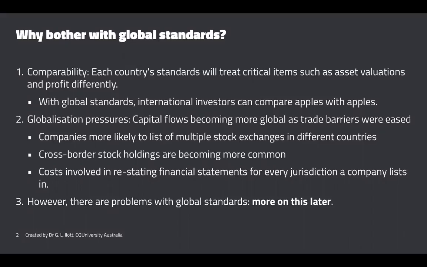Also, we need to be aware of the globalization pressures. So trade is flowing across borders more and more now, but because of the internet, for example, capital is flowing across borders at a more rapid rate than it used to. And even shareholdings are more common internationally. So it's not uncommon now, for instance, for us to be here in Australia and to be able to own shares in New York or London.